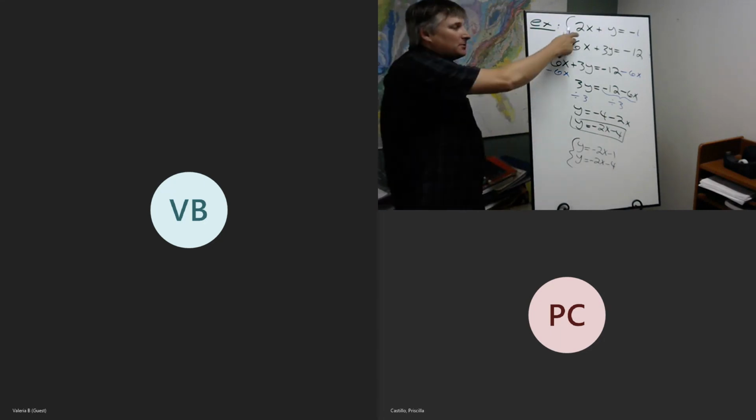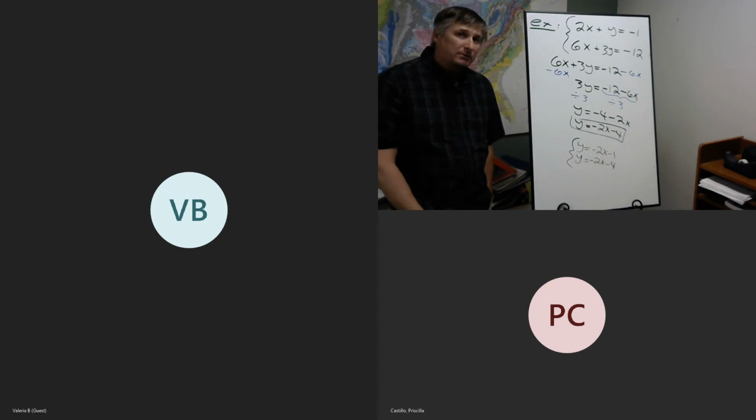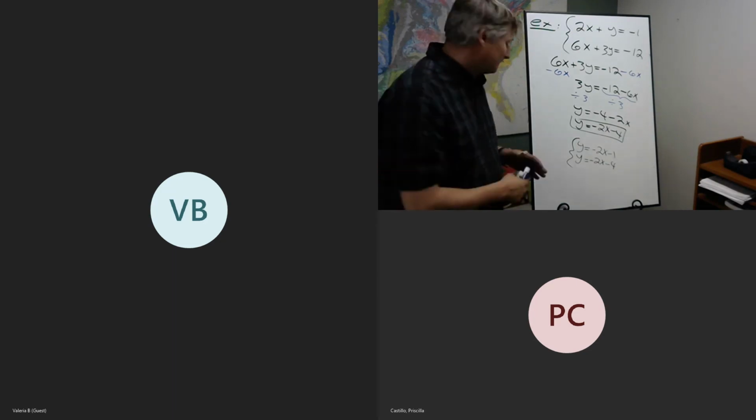so when we put these two lines in the y equals mx plus b form, what we get are two different lines, but they have the same slope. So this means you're going to have parallel lines.